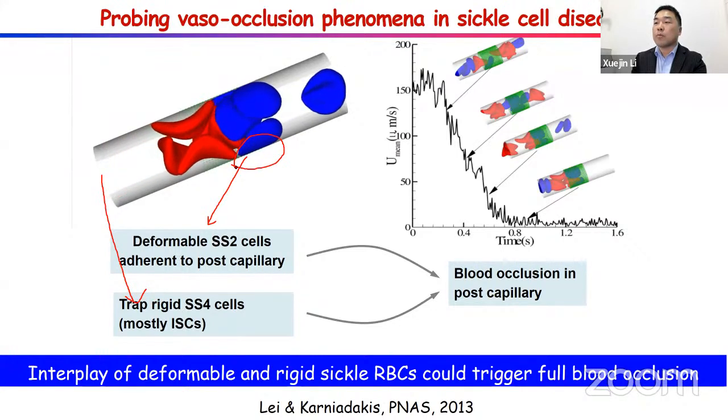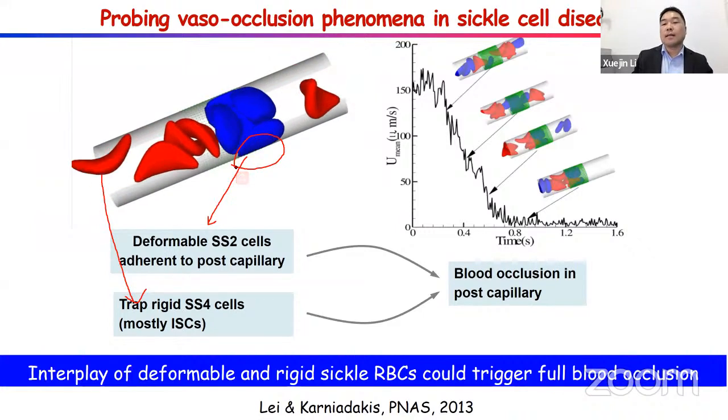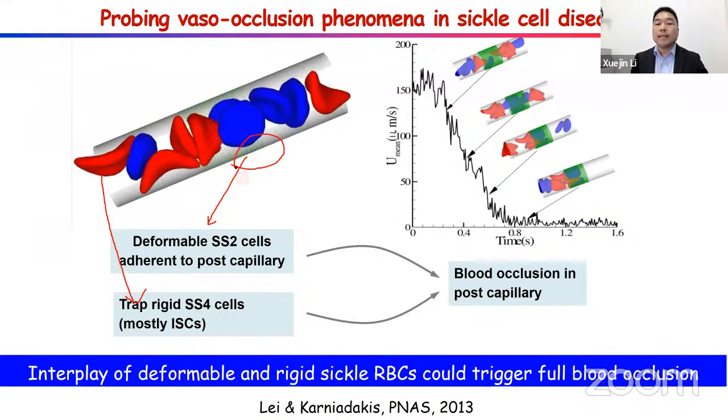The deformable cells adhere to the blood vessel wall first. And this can trap the rigid sickle cells and lead to blood flow occlusion. Hence, they stated that the interplay of deformable and rigid sickle cells can trigger full blood occlusions. Our results confirm their statement.